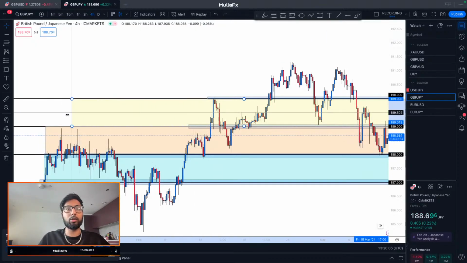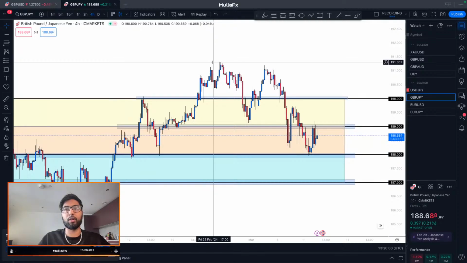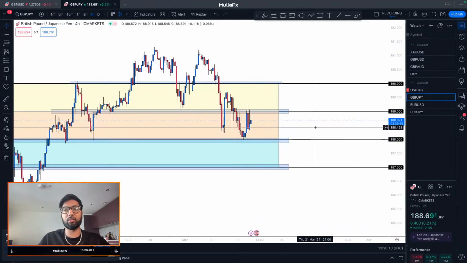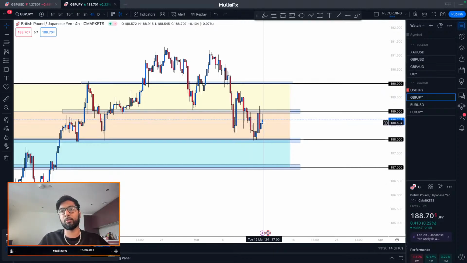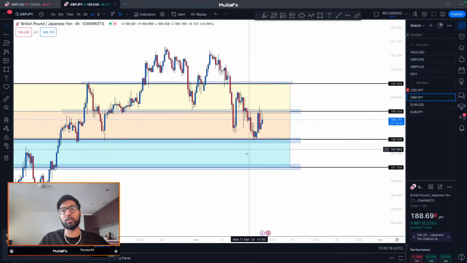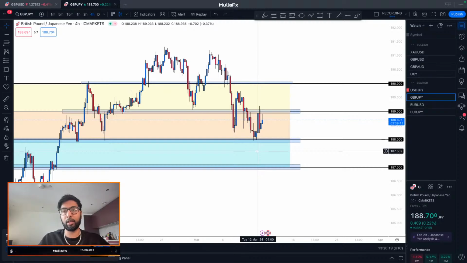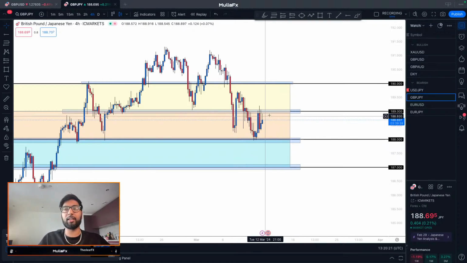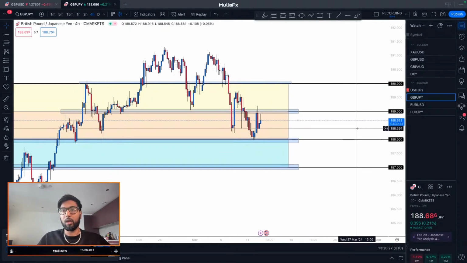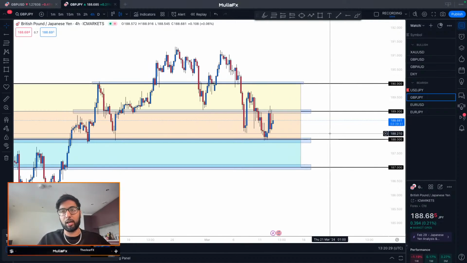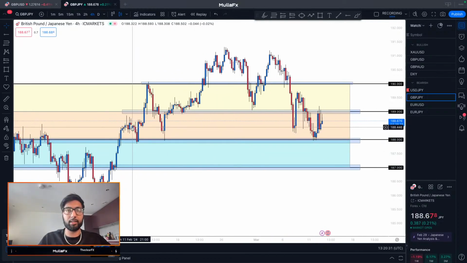We're going to call each of these areas zones. When price is in the yellow zone, we know that it's heading to the orange zone. When price is in the orange zone, we know it's heading to the light blue zone. If price is in the light blue zone, we know it's heading to the orange zone. And if price is in the orange zone, we know it's either heading to yellow or blue.